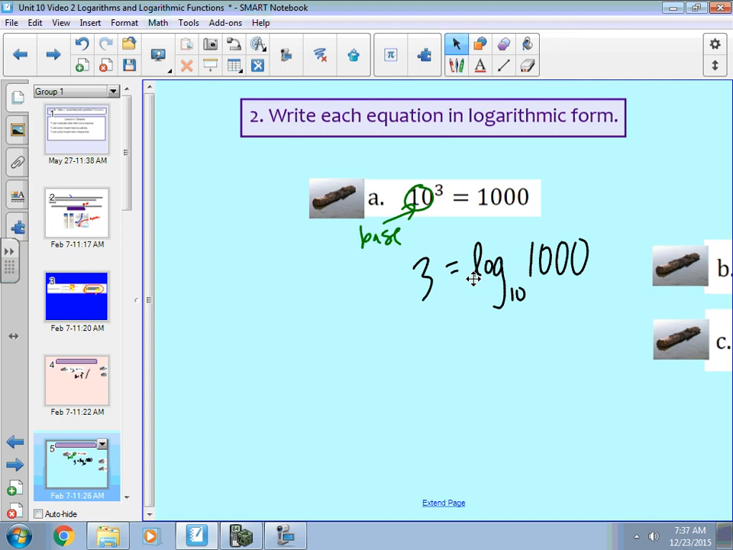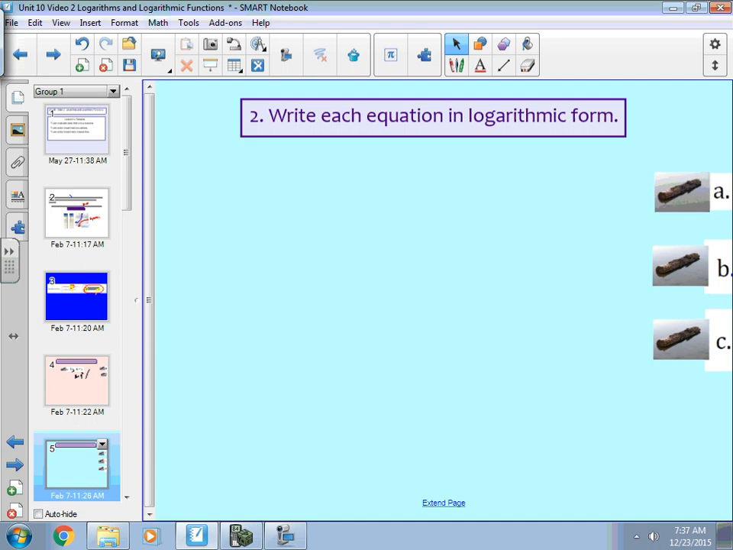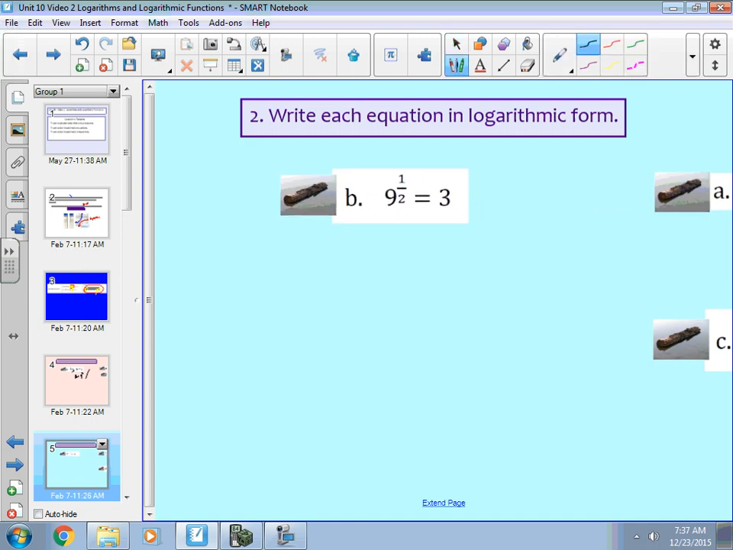Let's try another one of those. So on B, okay, we want to write this out again. Whatever we're taking the log of is going to stay on the same side. Our base on this one is 9 because that's the base of the exponential. So that is going to be our base number. And then the exponent is what it's going to be equal to.